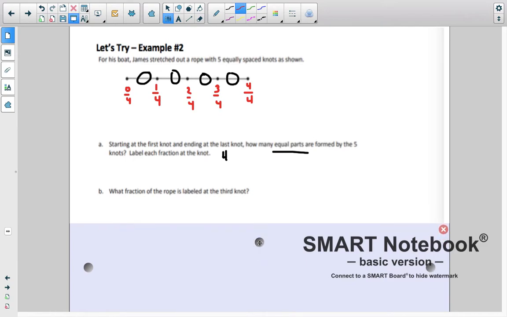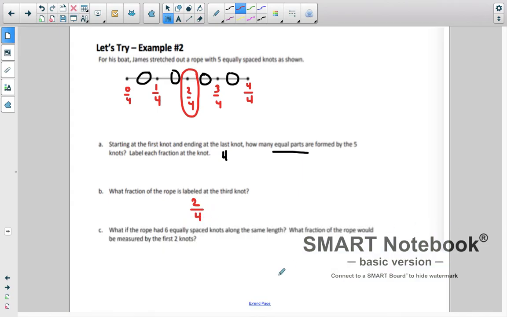It says, what fraction of the rope is labeled at the 3rd knot? So we have to count each knot. 1, 2, 3, and at the 3rd knot, we have 2/4. So the fraction at the 3rd knot is 2/4.